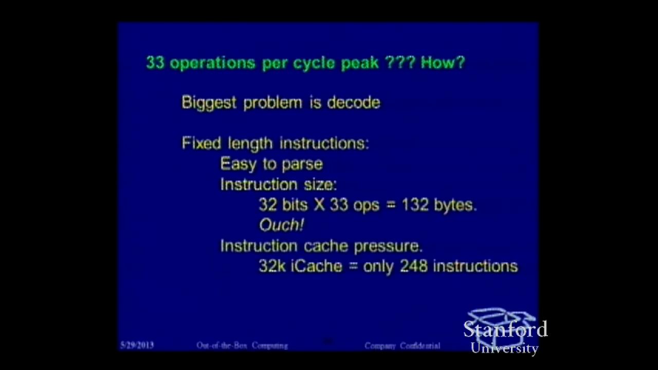The other side of that problem is instruction cache pressure. You can't have unlimited instruction cache. Everybody needs more instruction cache, but the bigger they are, the further they are from the functional units, and the longer they take, and you start paying in your cycle time. Well, if you have a typical size of a 32K instruction cache, and they are occupying 132 bytes each, you only get 248 instructions in that cache. And as a rule of thumb, you need at least 1,000 instructions in your top-level cache. So we're a long way from that.